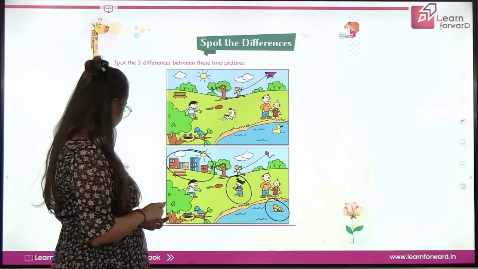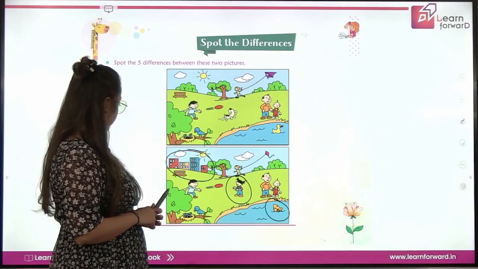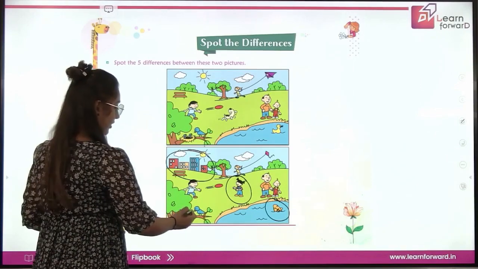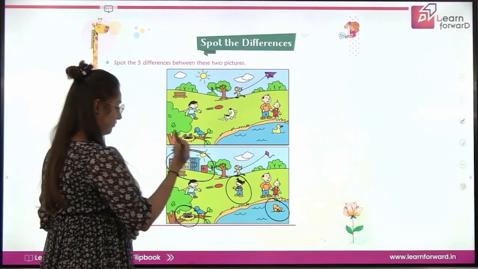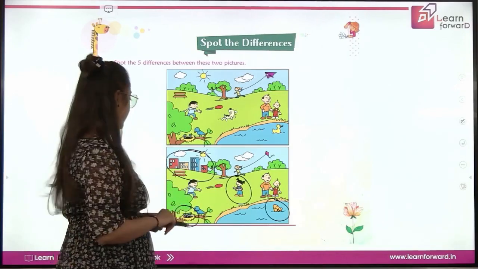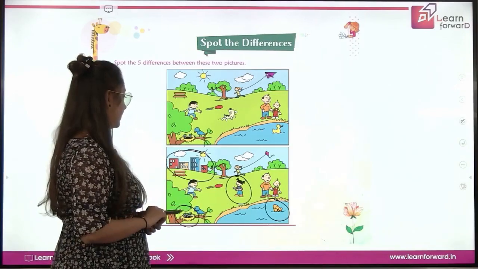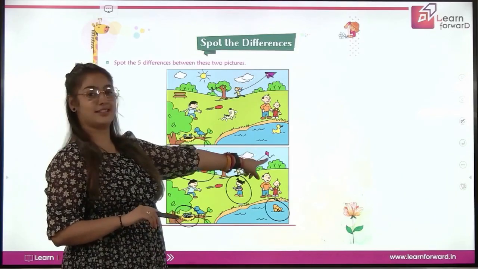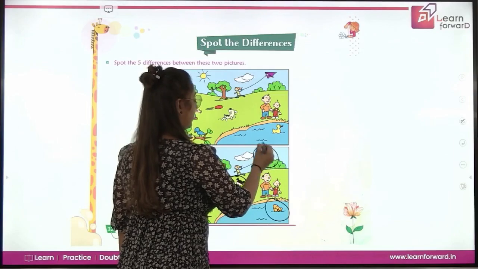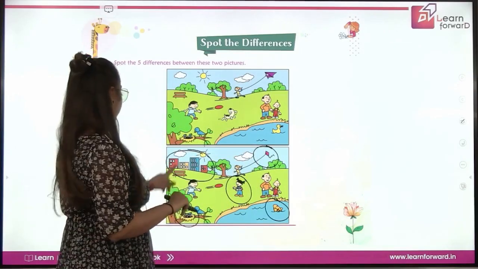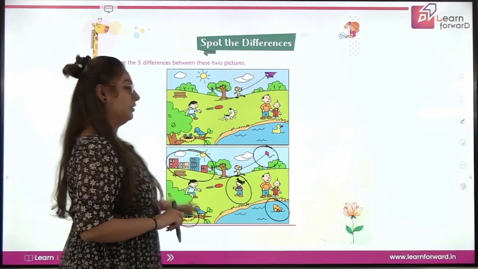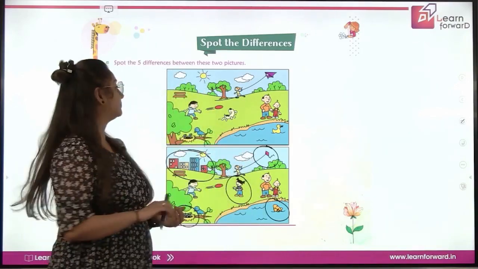Another. 1, 2, 1, 2, 3. 1, 2, 3, 4. 1 is left. Find out another difference. This, kite. Circle this. 1, 2, 3, 4, 5. Complete it fast.